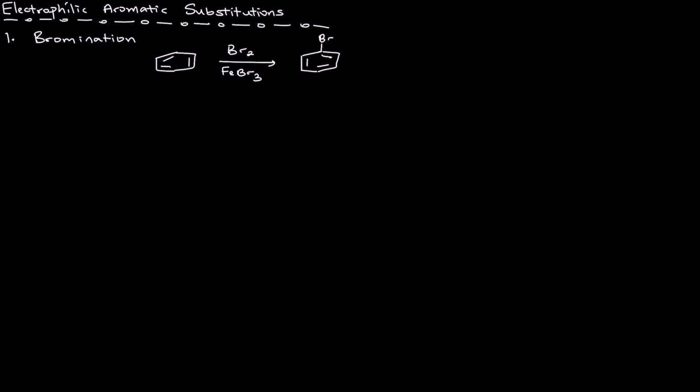So you can go through an electrophilic aromatic bromination of a benzene. If you treat that benzene with bromine in the presence of iron 3 bromide, one of the hydrogens on the benzene will be substituted off with a bromine atom. So the first thing we're going to look at is how is the electrophile created? How is that strong electrophile created in this particular reaction?